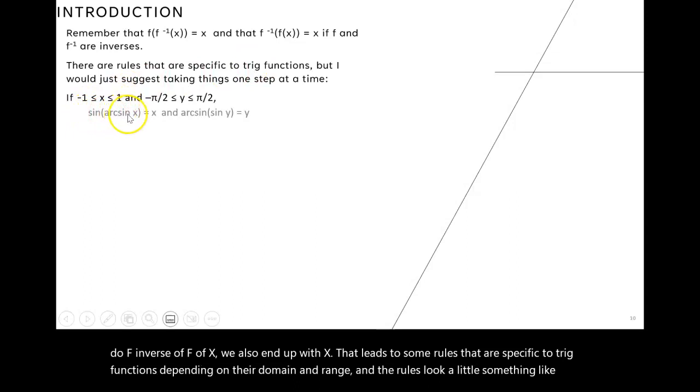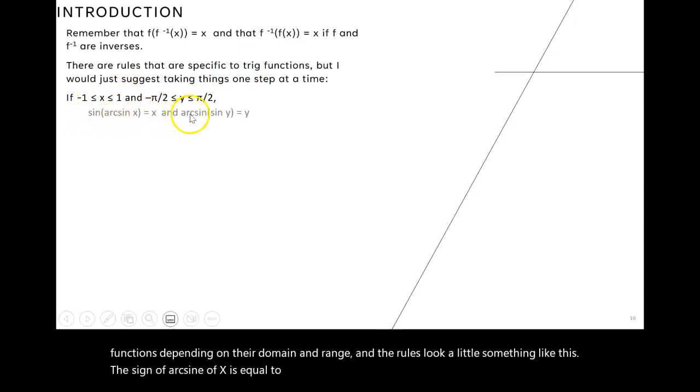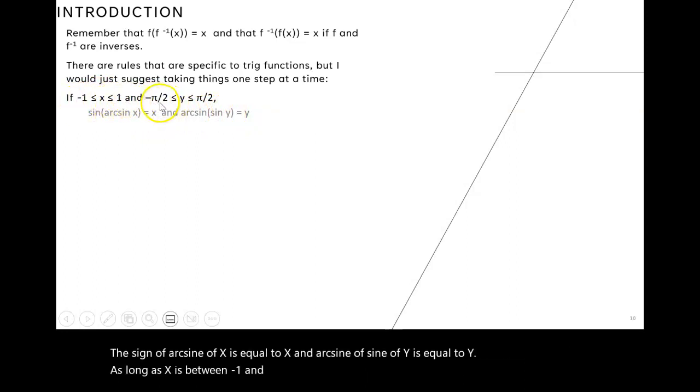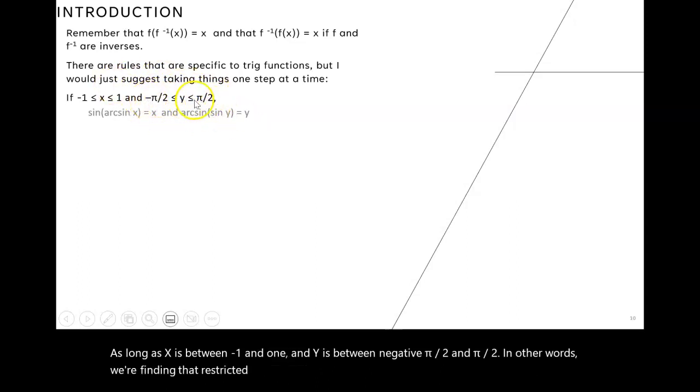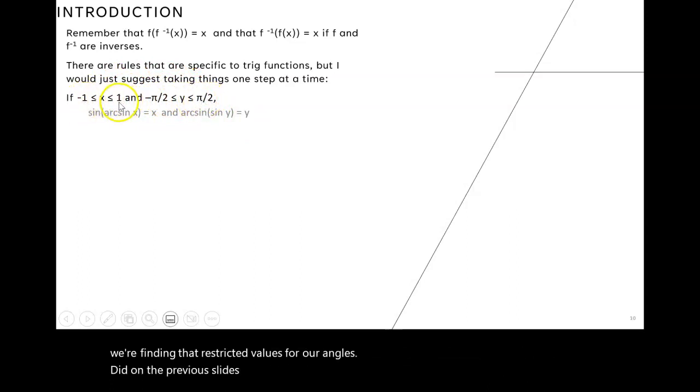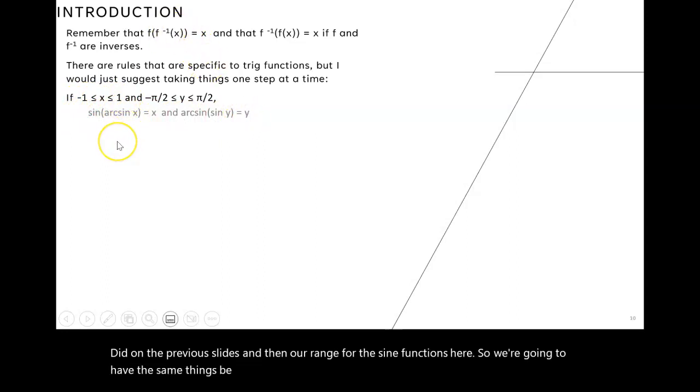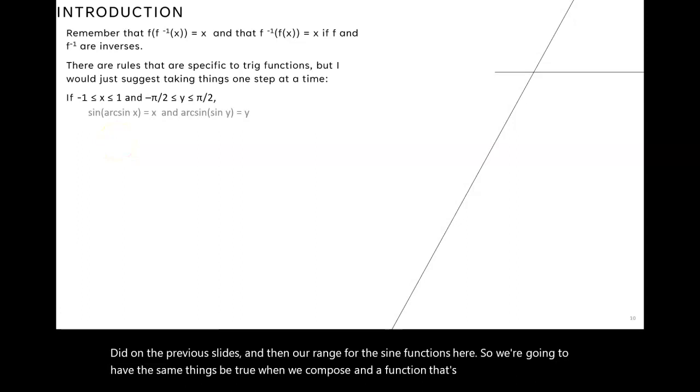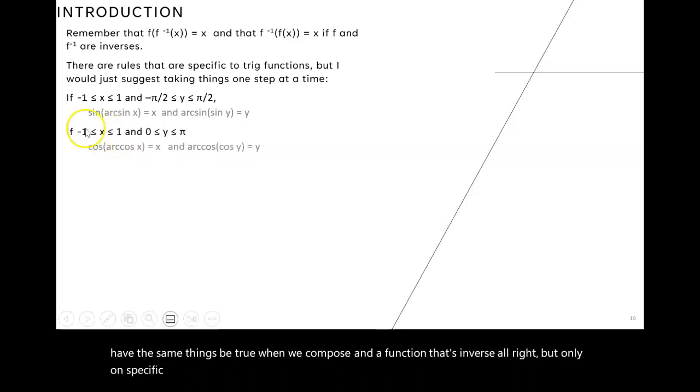So sine of arc sine of x is equal to x, and arc sine of sine of y is equal to y, as long as x is between -1 and 1, and y is between -π/2 and π/2. In other words, we're using the restricted values for our angles that we did on the previous slides, and then our range for the sine function here. So we're going to have the same things be true when we compose a function and its inverse, but only on specific values.